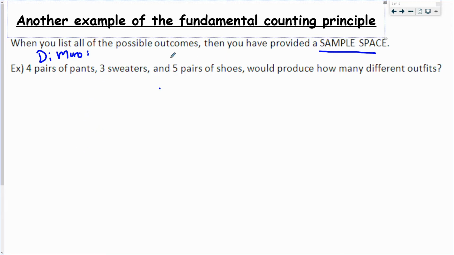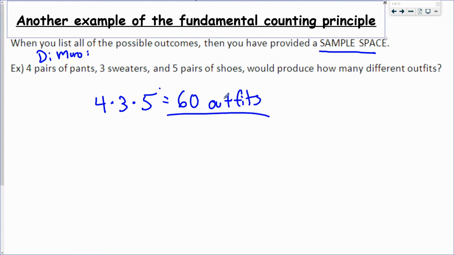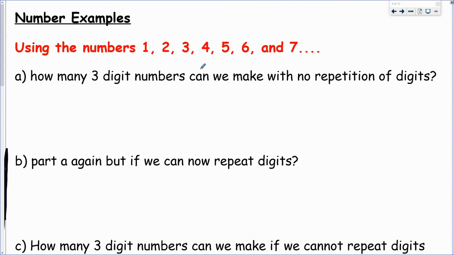Well, I don't want to do the sample space because this is going to be a lot of work. But I know from the fundamental counting principle that if I multiply all the different ways things can happen together, then I'll get the unique combinations. So I've got 4 pairs of pants times 3 sweaters times 5 pairs of shoes. That's going to be 15 times 4, or 60 outfits. To be a unique outfit, only one thing needs to be different. That's way easier than doing the sample space. The sample space would have had 60 different things in it. It's a lot of work.